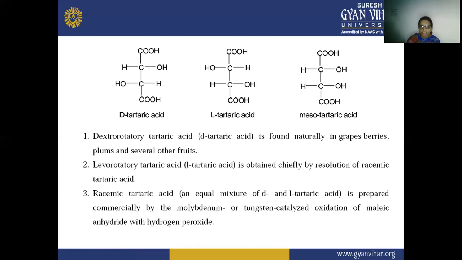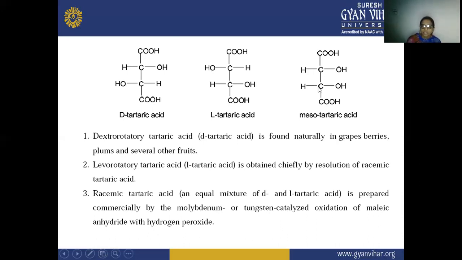Dextrorotatory tartaric acid is found naturally in grapes, berries, plums, and several other fruits, and levotartaric acid is obtained chiefly by resolution of racemic tartaric acid. So the racemic tartaric acid is an equal mixture of D and L.